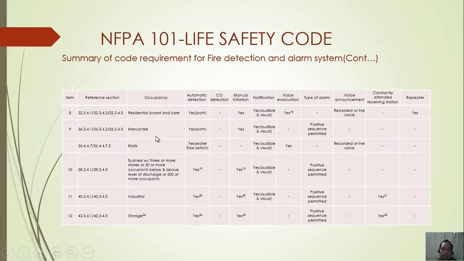Mercantile. So this is like the groceries, supermarkets inside the malls, or pharmacies. So detection, yes, it's required. Both sprinkler and fire detectors. Pull station, yes, required. Notification, yes. Audible and visual. There's no requirement for voice evacuation. And type of alarm, positive sequence is permitted. Okay, and the rest is none.